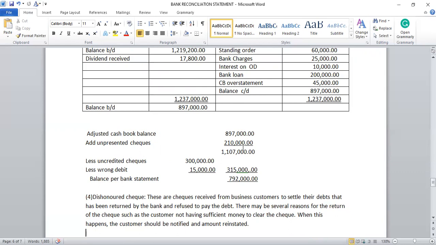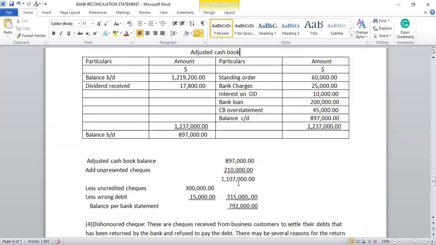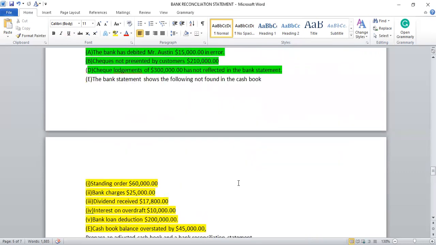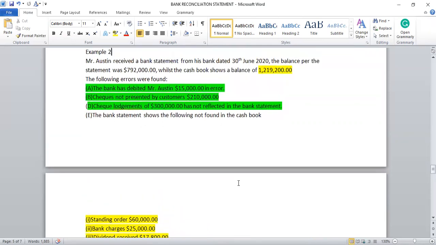We start with the bank balance of $897,000. We add the unpresented checks, $210,000, and we have $1,107,000. Then we deduct $315,000. Then we get the balance per bank statement of $792,000. Let's check to make sure that it is correct. Here it is. 30 June, the balance per the statement was $792,000, which is correct.